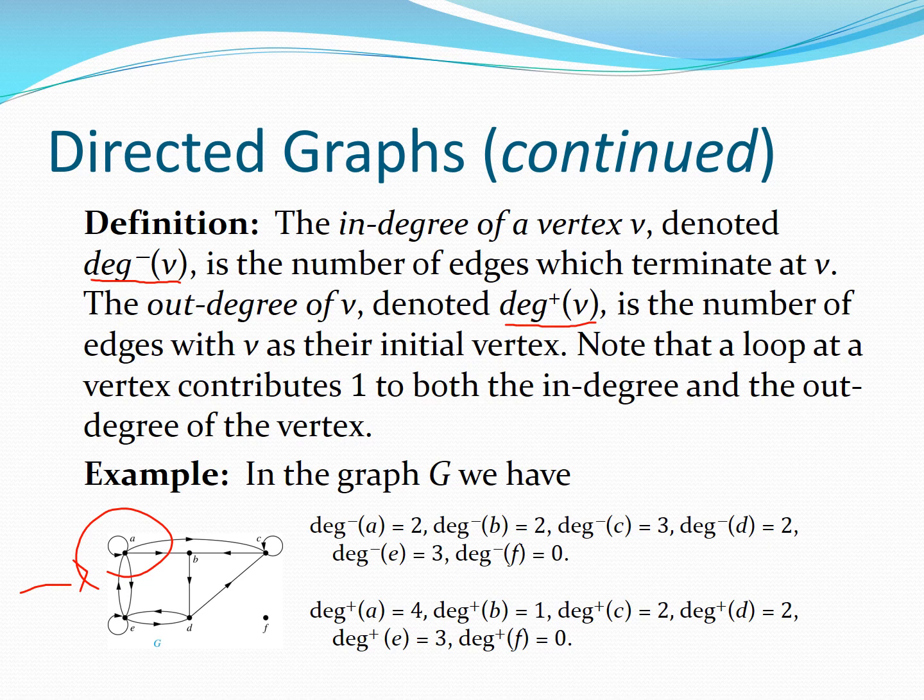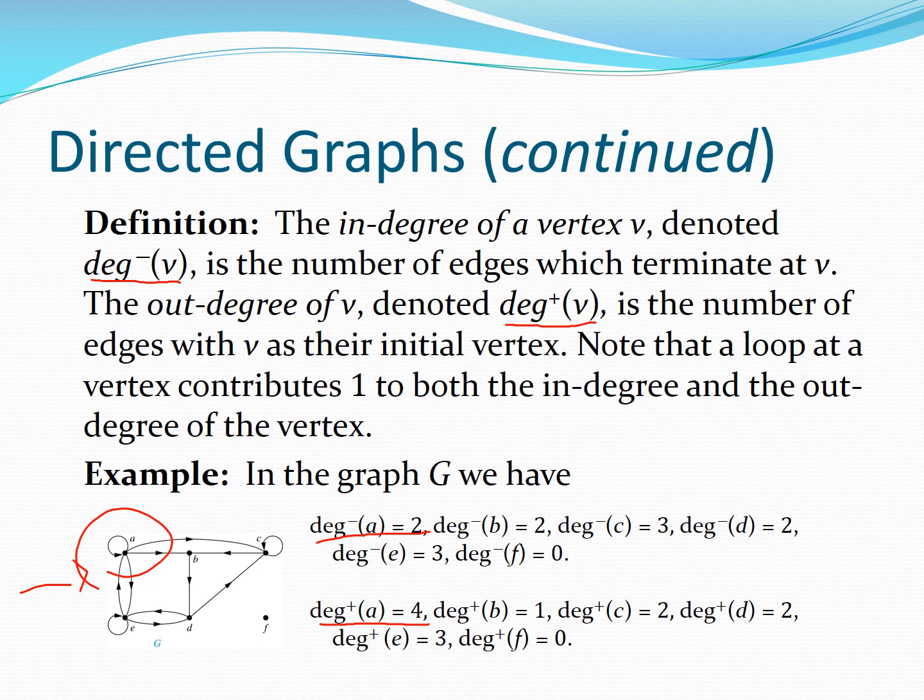Now let's count the out degree of A, that is, how many edges are going out of A. Once again, you're going to count the loop, because that is an edge going out of A. Then you have one edge going from A to C, an edge going from A to B, and you also have an edge going from A to E. So you have 3 plus 1, 4. So the in degree of A is 2 and the out degree of A is 4.